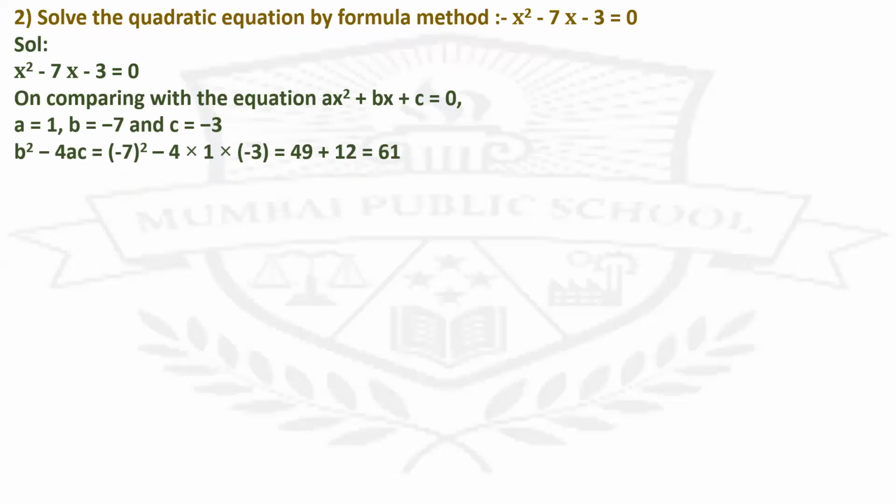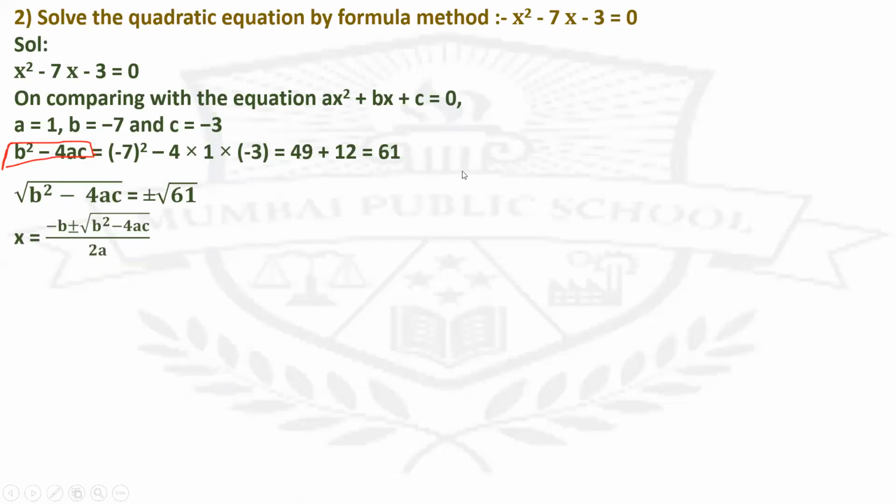Your formula is x equals minus b plus or minus the square root of b squared minus 4ac, upon 2a. But what I suggest is that when it is asked to solve a quadratic equation by the formula method, first find the value of b squared minus 4ac separately. So it is minus 7 squared minus 4 into 1 into minus 3. That is 49 plus 12, that is 61. So you'll get plus or minus the square root of 61.